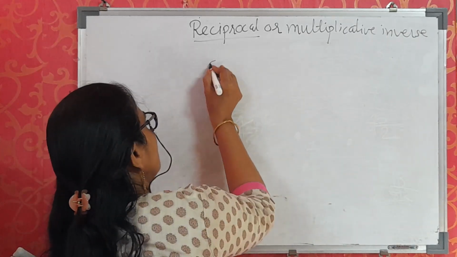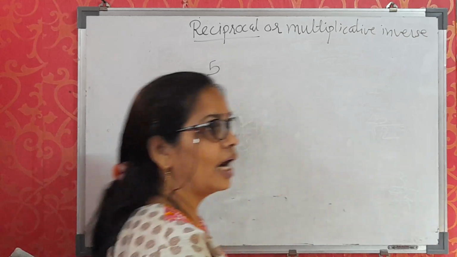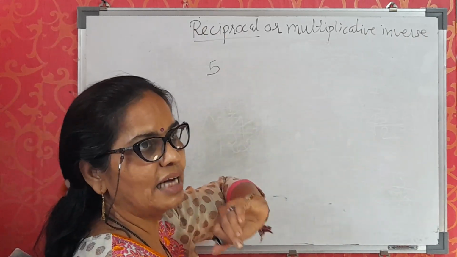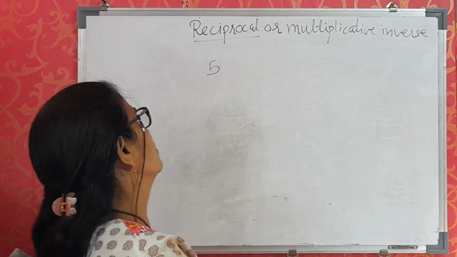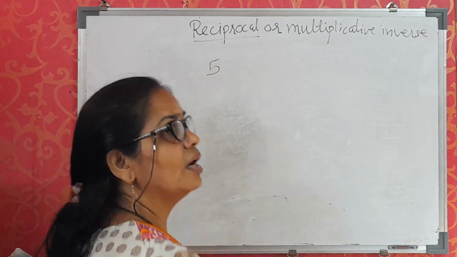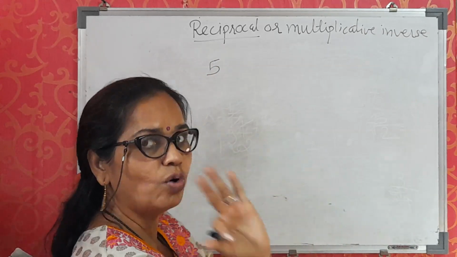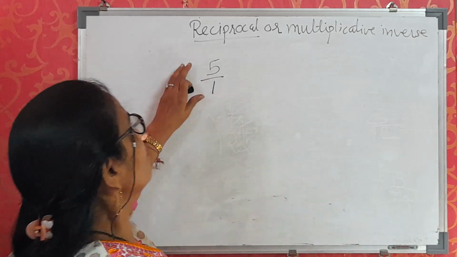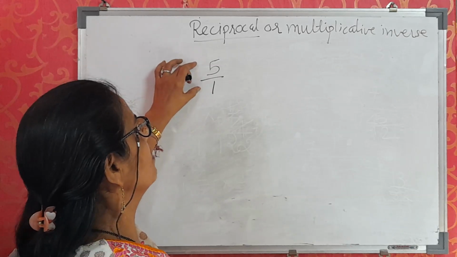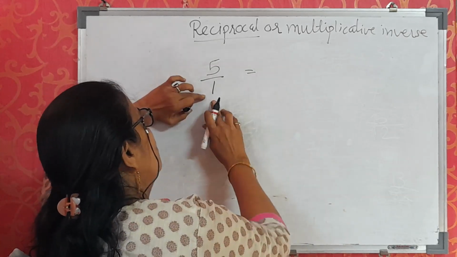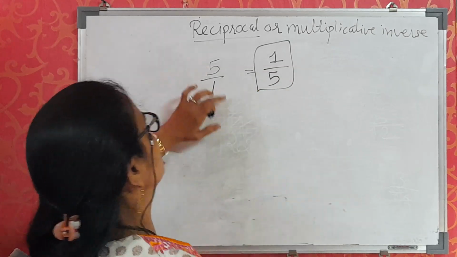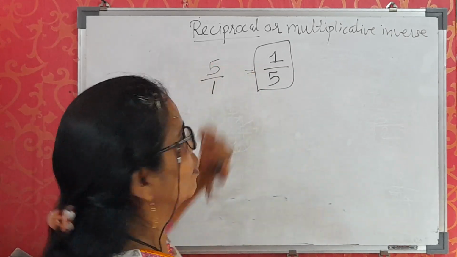Now suppose we have the number 5 and I am telling you to write the reciprocal, means upside down. The up number you will write down, the down number you will write up. So 5 is a whole number. When there is a whole number with no denominator, consider 1 as the denominator. Now the reciprocal or multiplicative inverse of this: 1 will come in the numerator, 5 will come in the denominator. So the reciprocal of 5 is 1 upon 5.